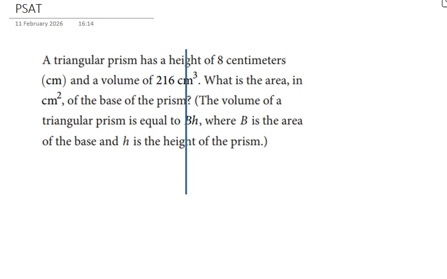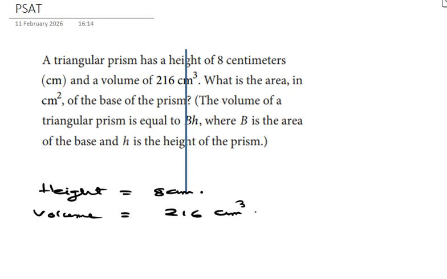Now let us understand what the question is asking. We are given the height of the prism, 8 centimeters, the volume of the prism, that is 216 cubic centimeters, and the formula for volume is BH. And we need to find the area of the base, which is B.